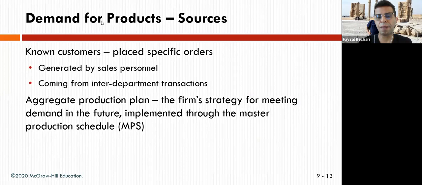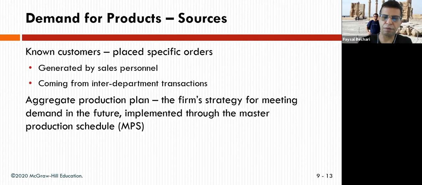Now, the demand for a product sources. Knowing customer place specific order generated by personal sales personnel. Somebody in sales will be promising a customer that a certain quantity will be delivered at that time, and it's coming from interdependent department transactions, so we can see the process, how long it takes to produce these, and will promise the customer on that.